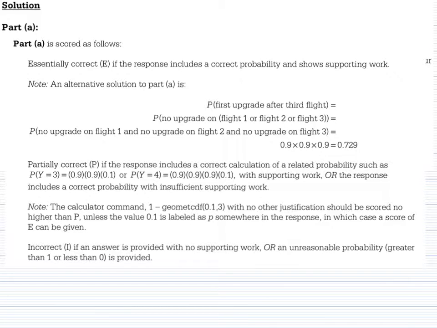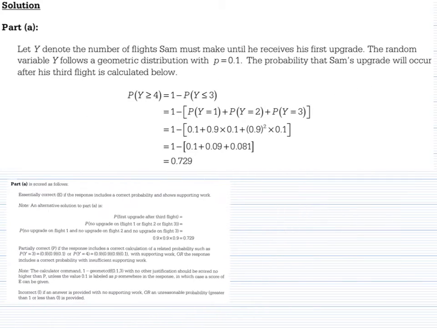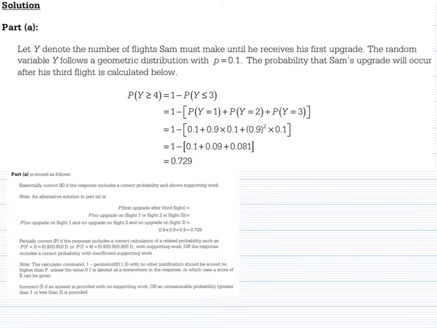Incorrect if the answer is provided with no supporting work, or an unreasonable probability greater than 1 or less than 0 is provided. All right, shrink that back down. Okay, next, that's a binomial. Finally, part C.